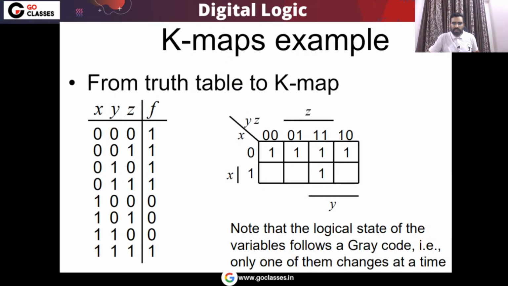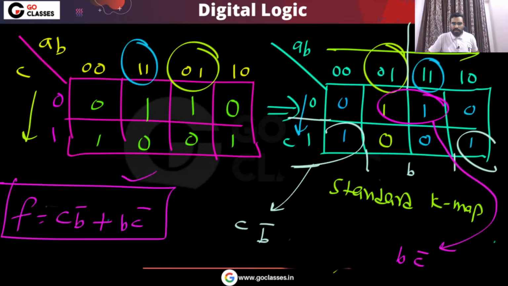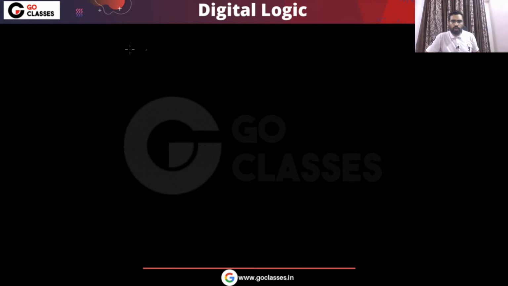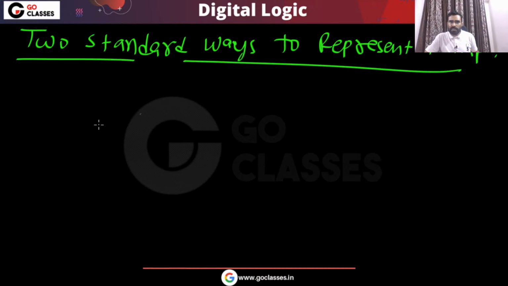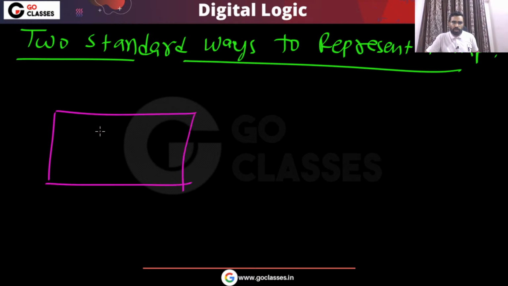Now remember one more thing. There are two standard ways to represent a K-map. If you want to represent a K-map, there are two standard ways. Either you can represent it like this, that this is your K-map. Let's assume, for example, this is the K-map.